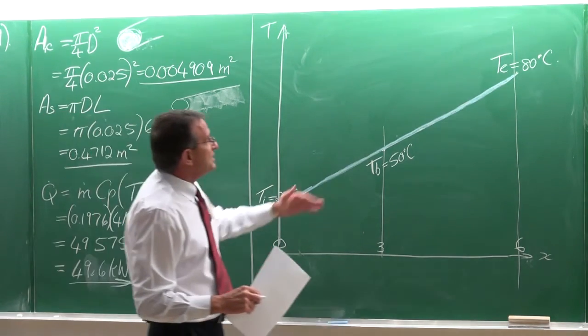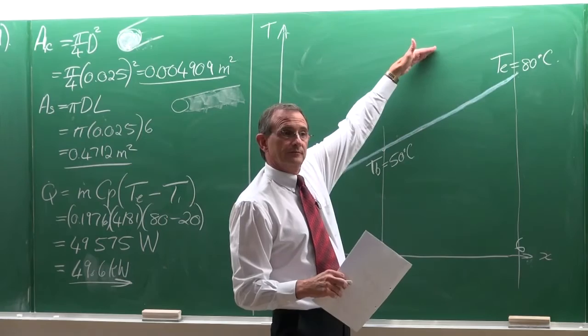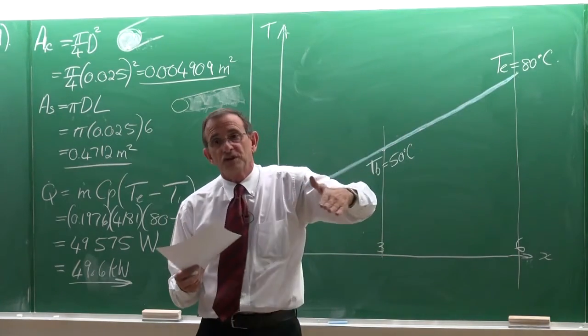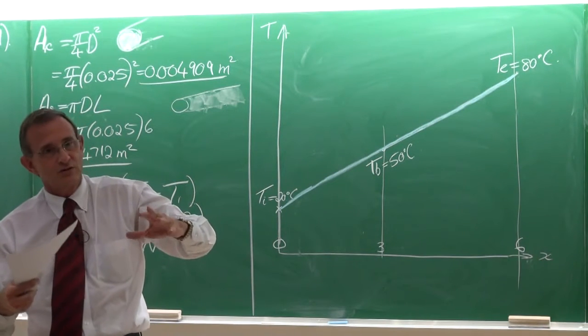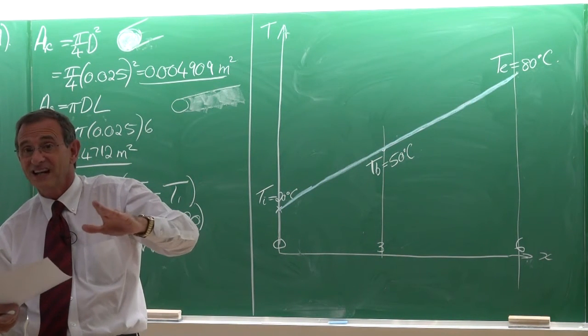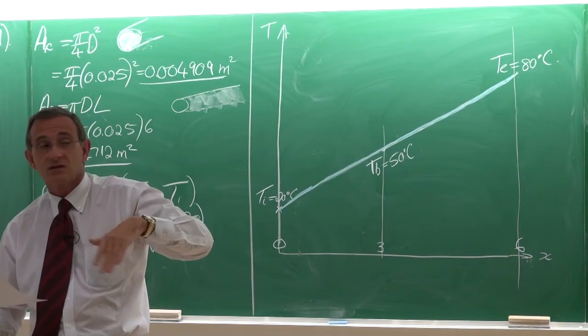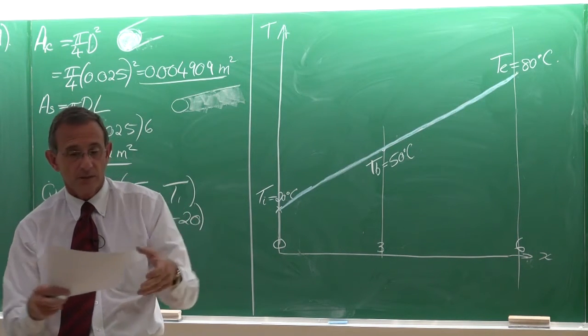Okay, now we need the surface temperatures. To get the surface temperatures, we will need the heat transfer coefficient, because we can say that the heat transfer rate is equal to the heat transfer coefficient multiplied by the delta T. And we've got the water temperatures, so that is how we're going to get the surface temperature.